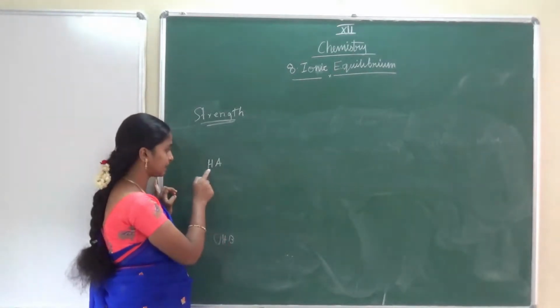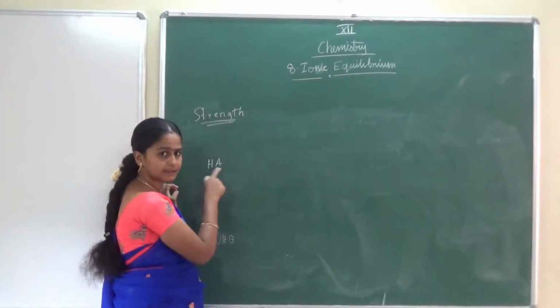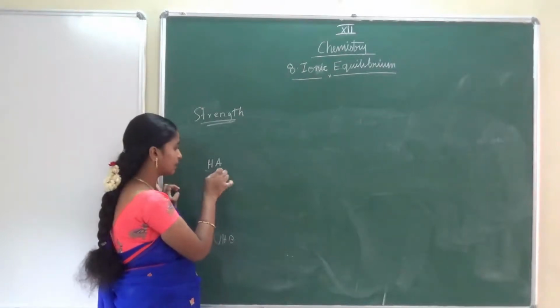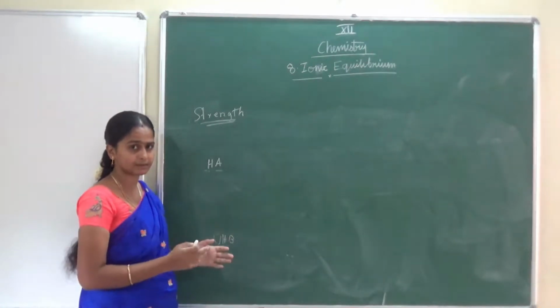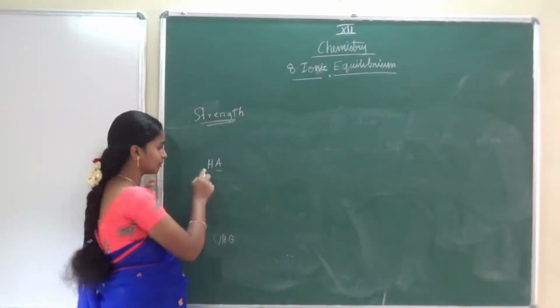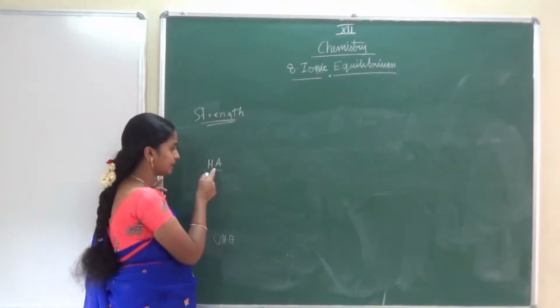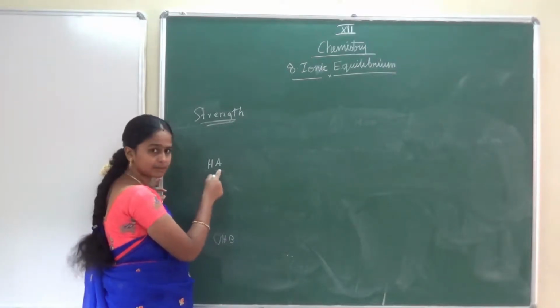Same way for acid here, HA. In the place of A, it may be Cl, so HCl, or it may be HSO4, so that we will get H2SO4, or NO3. So in the place of A, some other negative ion will be present, so that we will get a complete acid. Any acid must have H plus. So here they are telling HA, so the acid must have H.